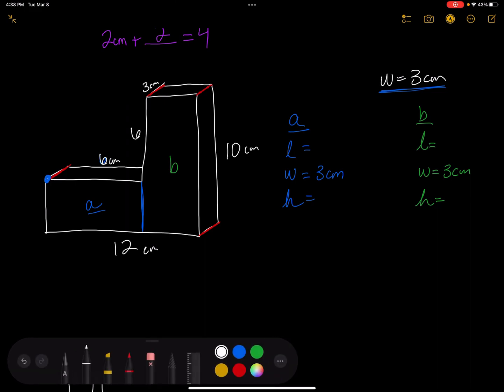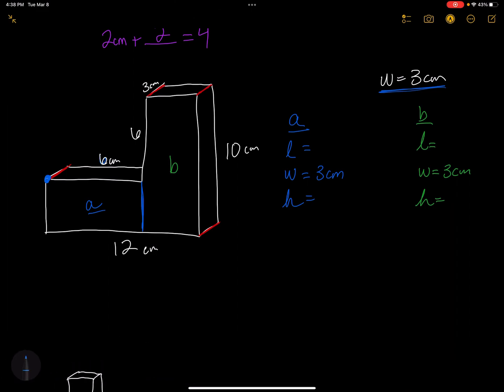So we find our spot. The first one we find is left and right. What is this one? Well, look across, it's the same one right there. So it's 6 centimeters. We already know what the width is. Now we just need to find the height, up and down right here.